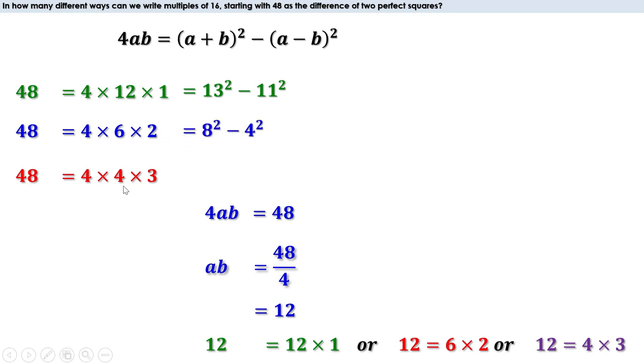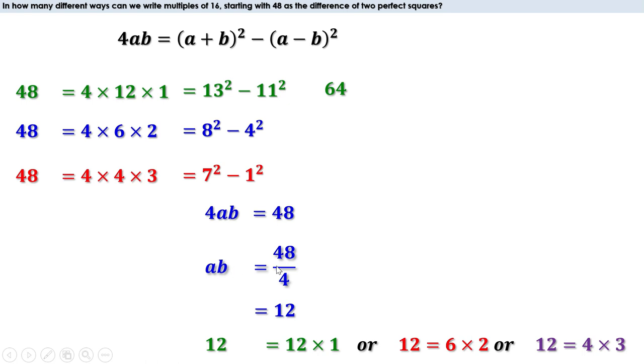In this case A is 4 and B is 3. So A plus B is 7 and A minus B is 1. So this can be written as 7 square minus 1 square. That means 48 can be expressed as the difference of two perfect squares in three different ways. Now let us take the next multiple of 16, that is 64. Let 64 equal to 4AB.